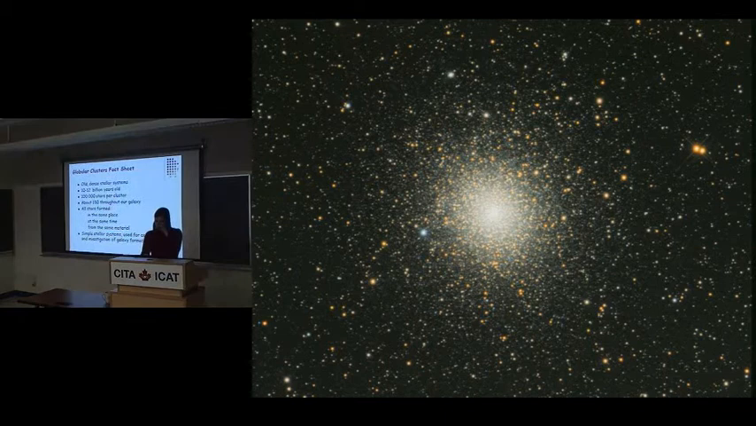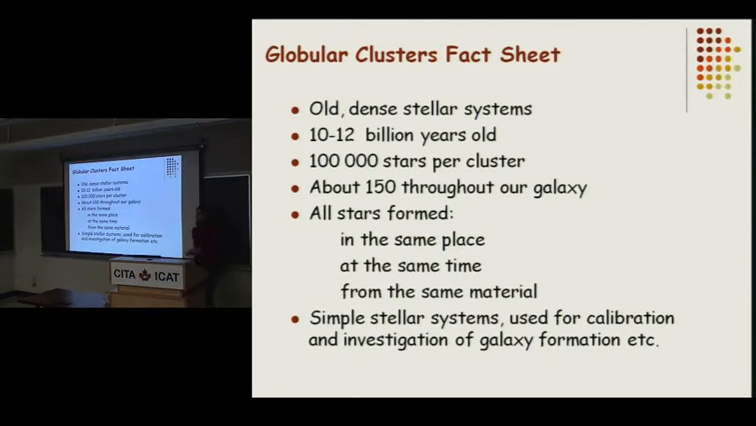And if you ask anyone who teaches first year astro, we know all about these guys. So they're old dense star systems. They're 10 to 12 billion years old. That used to be a problem back when the Hubble constant was not as bad, but now it's okay. We're talking about 100,000 stars per cluster, and there's about 150 in the galaxy. They're mostly in the halo. What we tell our first year astronomy class is that all the stars in clusters form at the same time, same place, from the same material. And so, they're very simple stellar systems.